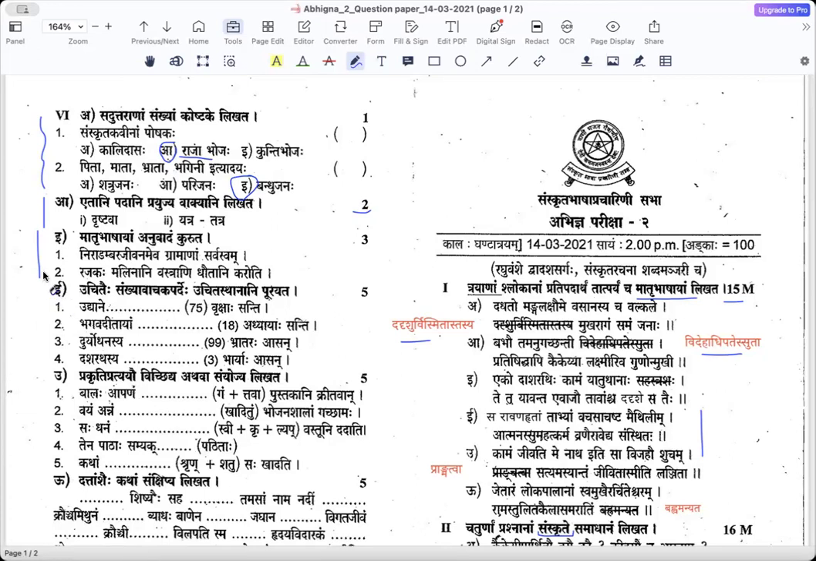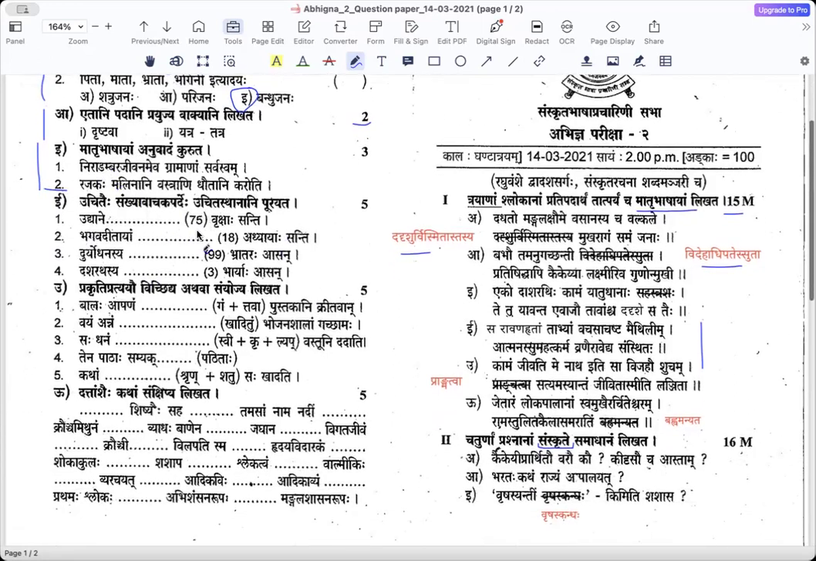Vrittikaraha, I think, is from the first Bodhini, right? Rajakaha Malinani Vastrani Dhautani Karoti. Bodhini 2. Bodhini 2 da Vrittikaraha. Okay, then this is Bodhini 2 only. So these sentences are from that. 1.5 marks each. There is no choice again.